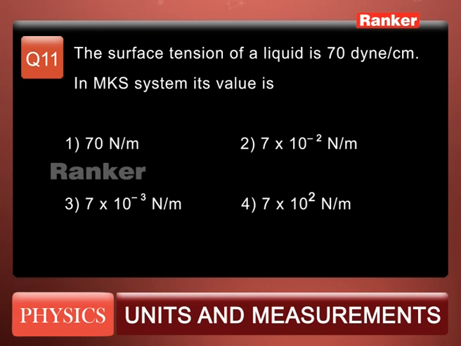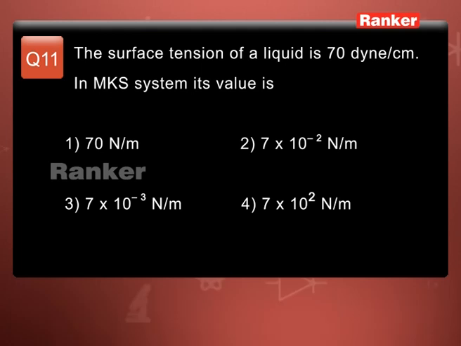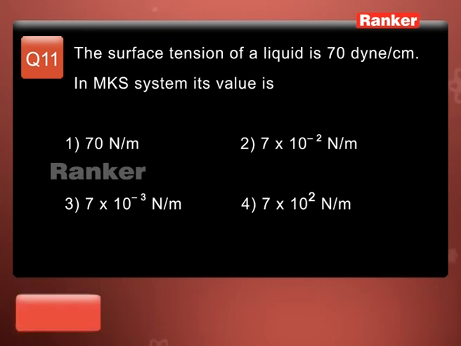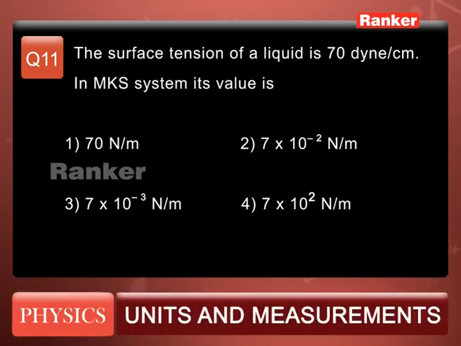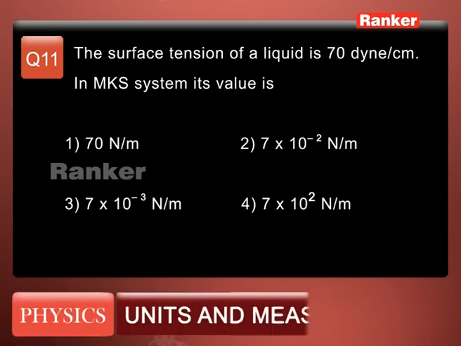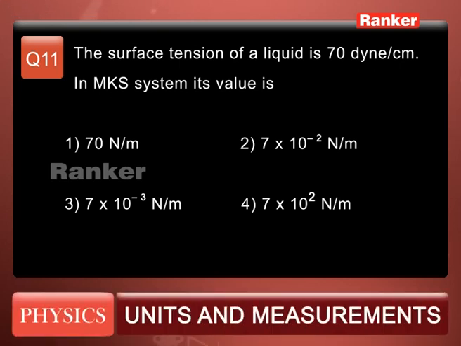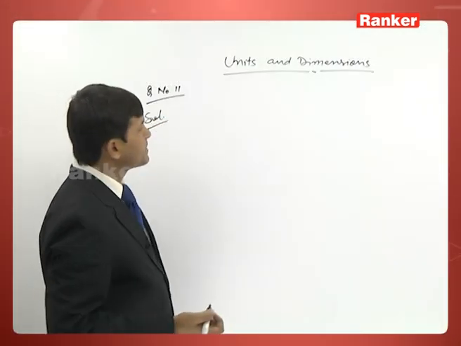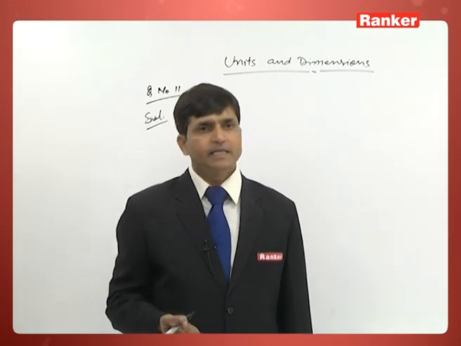Question number 11: the surface tension of a liquid is 70 dyne per centimeter. So in the MKS system its value is: option 1, 70 Newton per meter; option 2, 7 into 10 power minus 2 Newton per meter; option 3, 7 into 10 power minus 3 Newton per meter; and option 4, 7 into 10 power 2 Newton per meter. See how to calculate. It is given the surface tension as 70 dyne per centimeter.